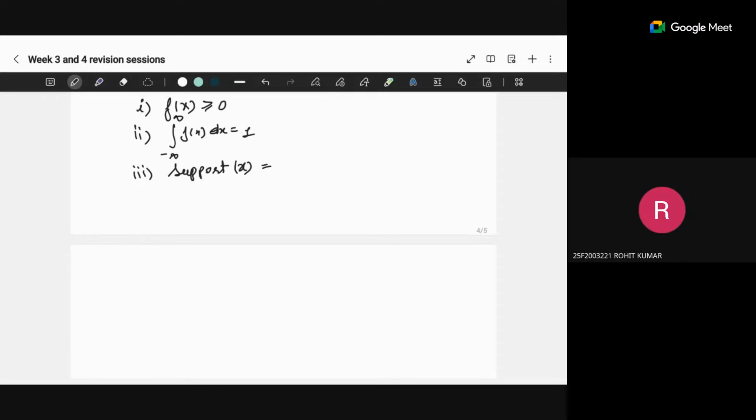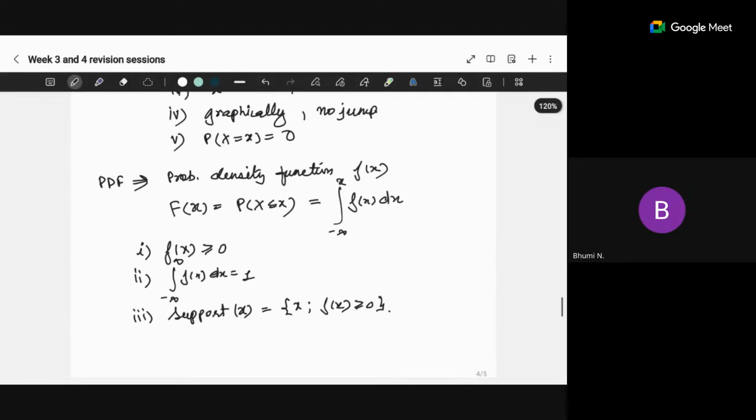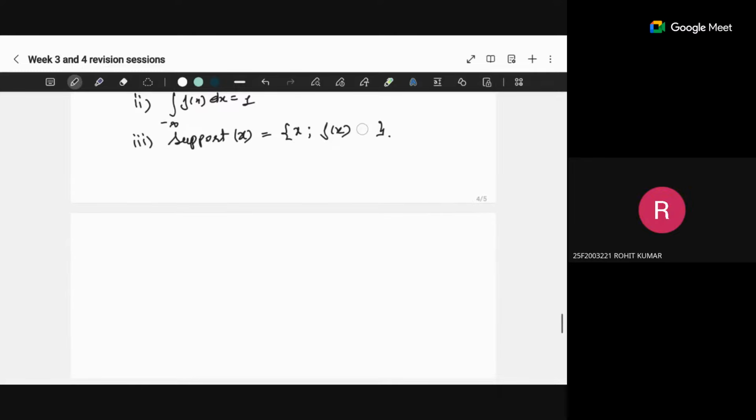Support of x is basically what? The range of x in which my f(x) is greater than or equal to 0, right? Ma'am, is it greater than or equal to 0 or only greater than 0? The majority: greater than 0, right? So always remember this. Support of x should be that in which my f(x) is greater than 0. This thing is important.